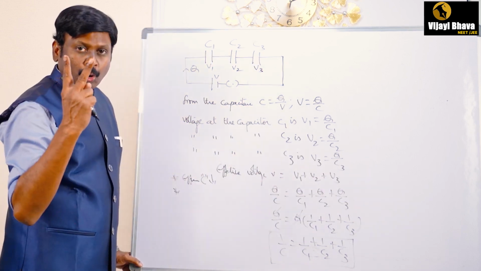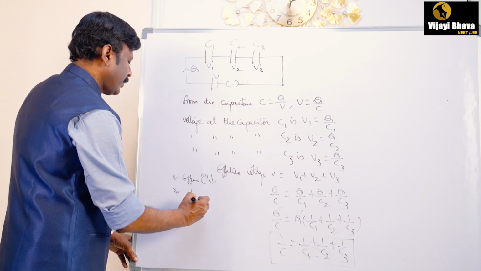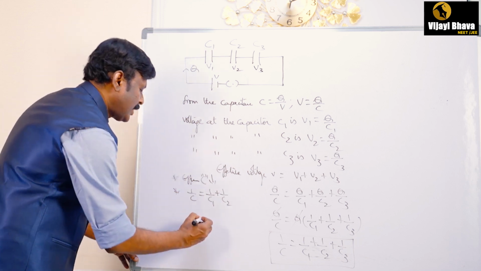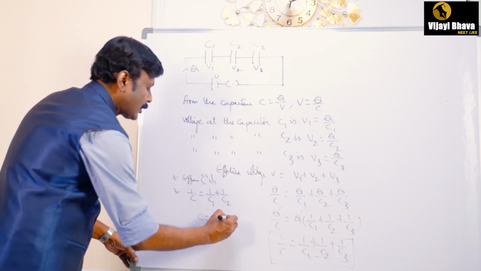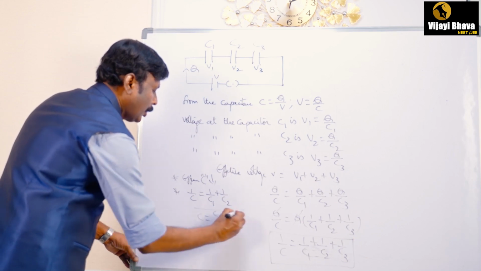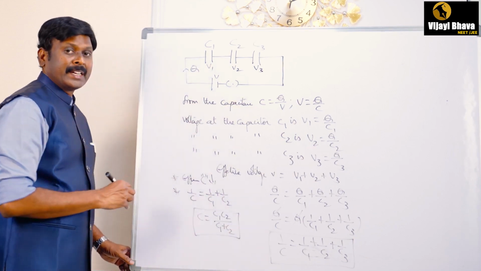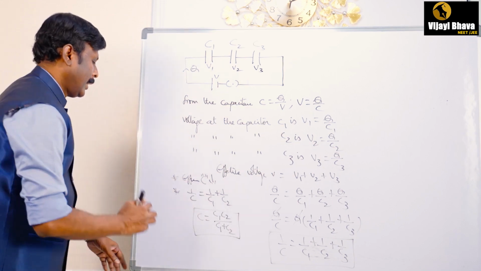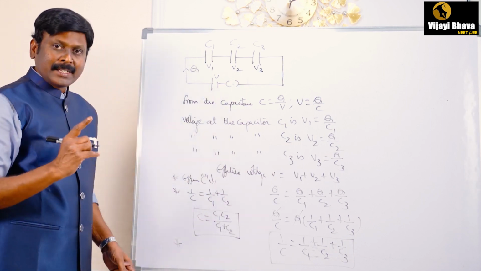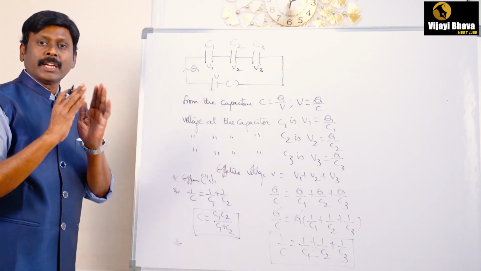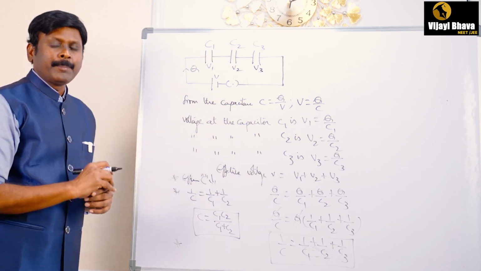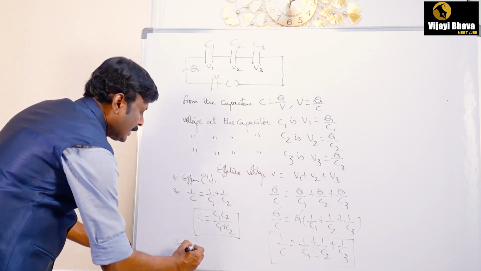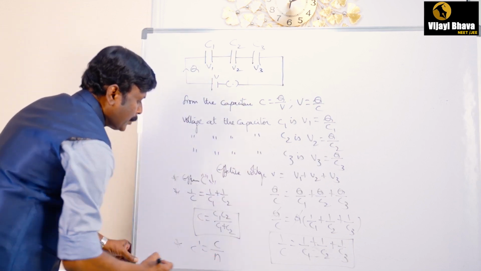But if there are only two capacitors, then go with the formula 1 by C is equal to 1 by C1 plus 1 by C2, which can be written as C is equal to C1 C2 by C1 plus C2. This is the shortcut formula for finding the effective capacitance when there are only two condensers connected in series. And if there are n number of equal capacitors connected in series, then C dash is given by C by n.